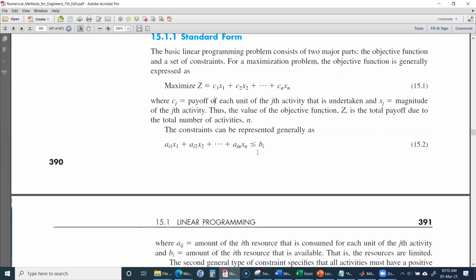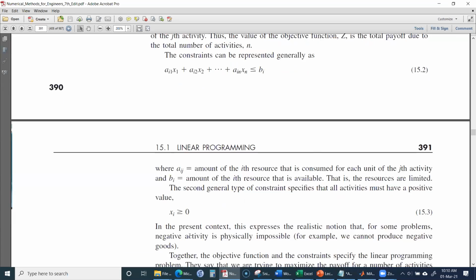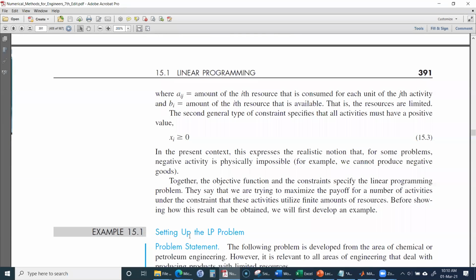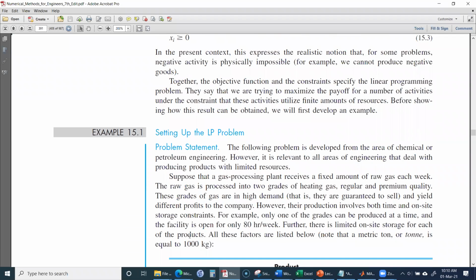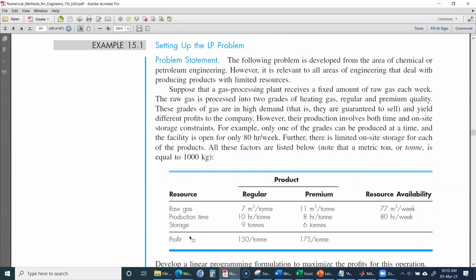There will be a set of constraints, and the constraints are of two types. So a combination of these different parameters, and the constraints applied on the individual parameters, the xi parameters. This is the brief formulation of the linear programming problem. So let's see it with the help of one practical example.